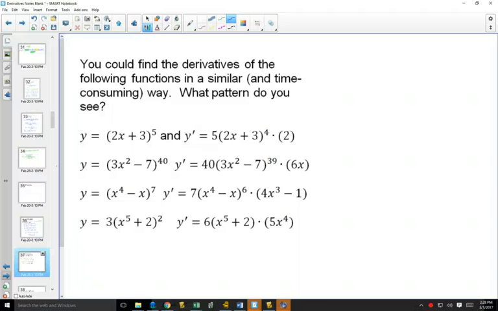So if you had 2x plus 3 to the 5, well, it appears that the 5 could come out in front, subtract 1 from the exponent, but then we have an extra 2 that would have to get added. And for this one, it seems to work out like the power rule, but then we need an extra 6x at the end.